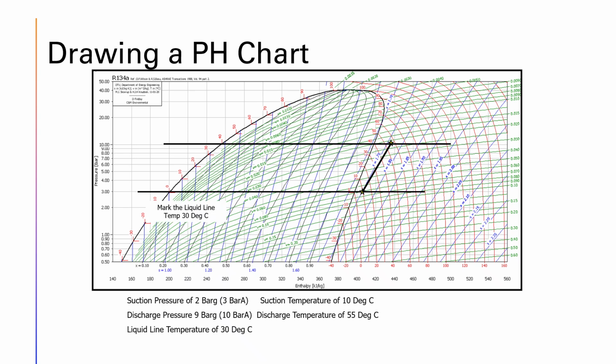And now we're going to mark the liquid line temp, which we've measured at 30 degrees C. And there's that point there, and we're going to draw a line straight down because we're not going to worry about too many pressure drops in the system. And there you go, that's that drawn. And now all we do is tidy it up, and you can see here we have the superheat region, and there we have the subcooled region, and that is your chart.